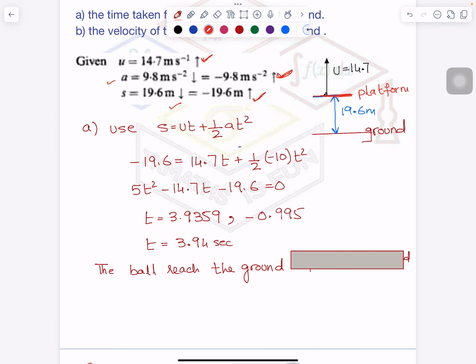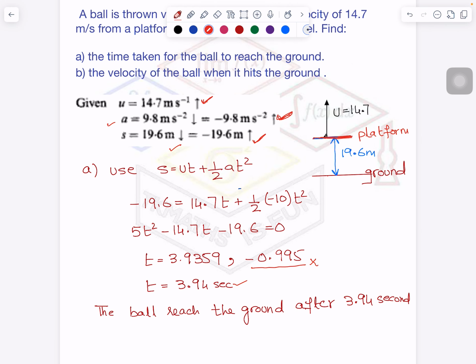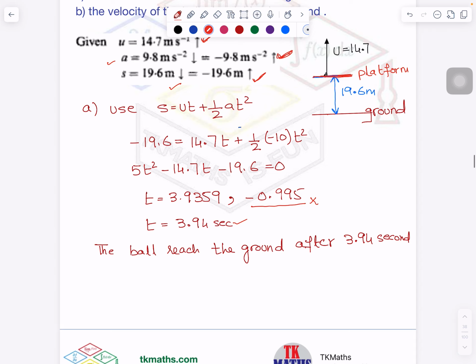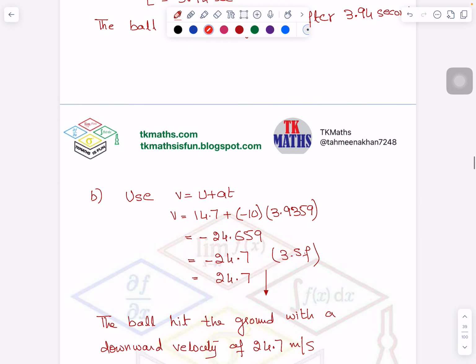And now I have simply substituted the values in the formula s is equal to ut plus half at square, and calculated it. Time cannot be negative, so this we will ignore and we will take this time, right? So the ball reached the ground after 3.94 seconds. The last part, the velocity of the ball when it hits the ground. I think this is easy for you, so I'm just showing it straight here.